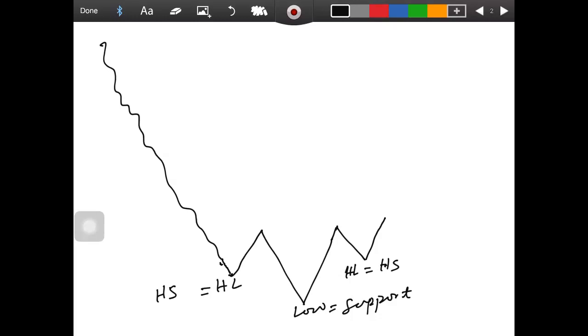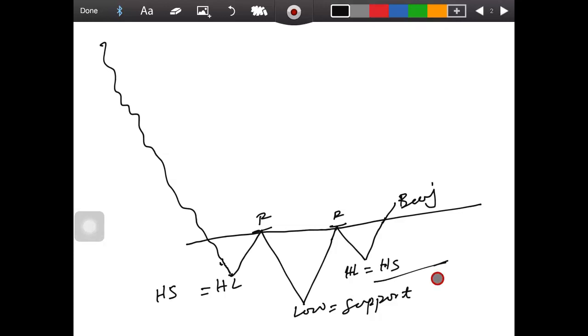You identify your resistance here, then join the line of the two resistances and extend it further. The moment price goes above here, you buy. Your stop loss is, let's say, 10-20 pips below this support. So stop loss could be around here. Then if it goes in your favor, good one.